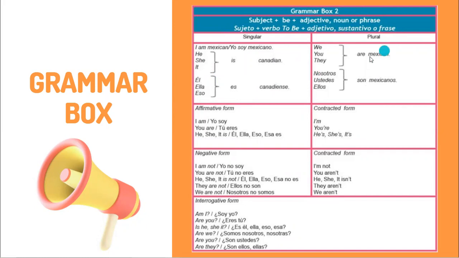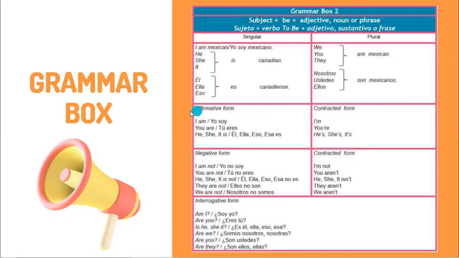So in the plural form of the verb to be, we have the pronouns we, you, and they. And here, the verb to be is applied as are. We are Mexican, they are Mexican, you are Mexican. In Spanish, this would be nosotros somos mexicanos, ustedes son mexicanos, ellos son mexicanos.